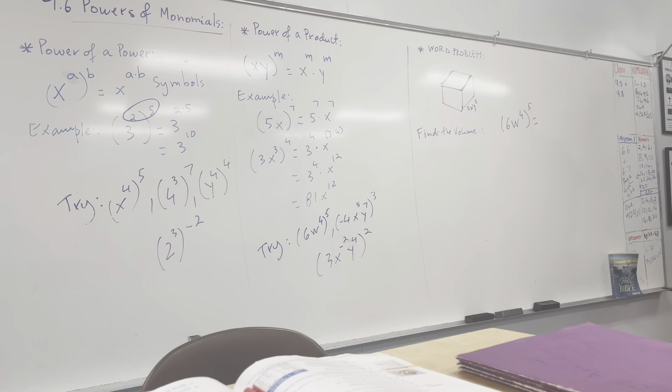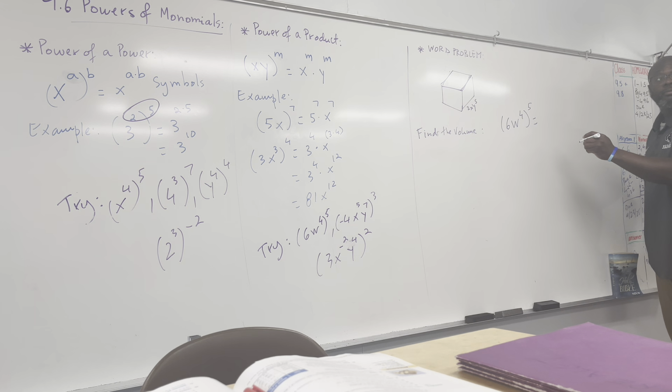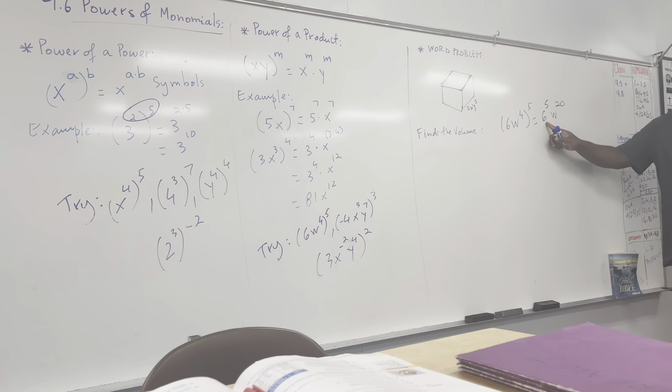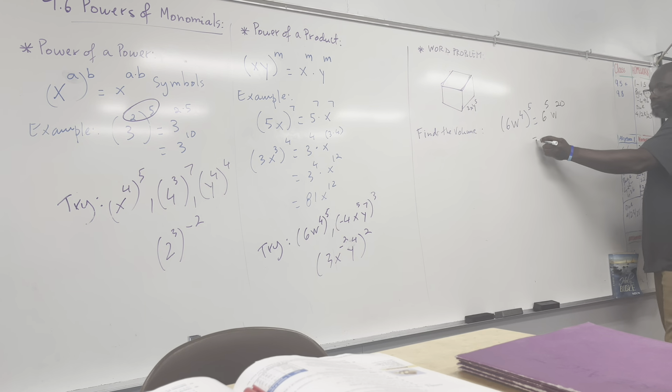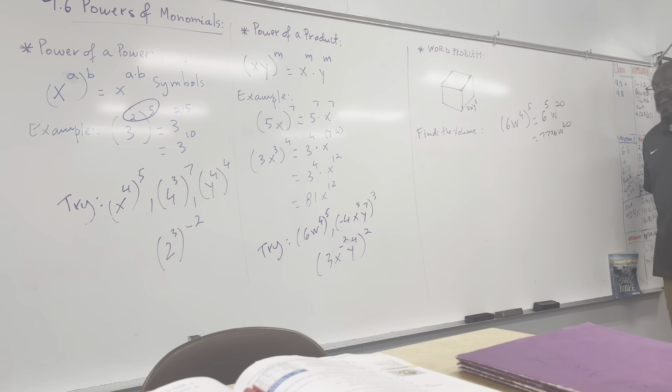So what did you get? How did you do it? I did the power of product thing, and I got 6 to the power of 5 times w to the power of 20. That's good. And then what? Now we can find 6 to the power of 5, right? So 6 to the power of 5 is 7,776. All right. So this is 7,776 w to the power of 20.